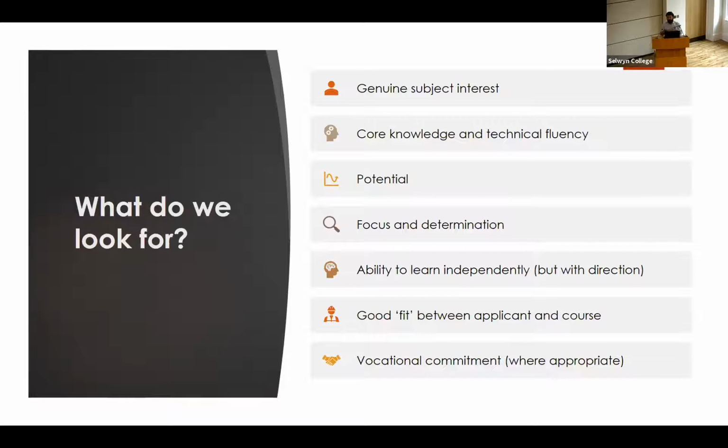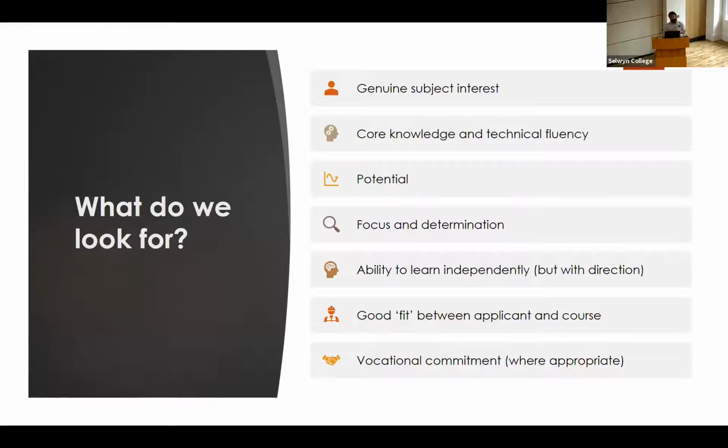So we're obviously looking for people that are really genuinely interested in their subject. You need to be passionate about it, and we want you to be passionate about it. We're looking for a kind of core knowledge and ability and a technical fluency within it, so that really you can understand from day one of lectures what people are talking about. You're always going to be looking up words, that's perfectly normal, but that really there is this core knowledge and fluency there. We're very much looking for potential.